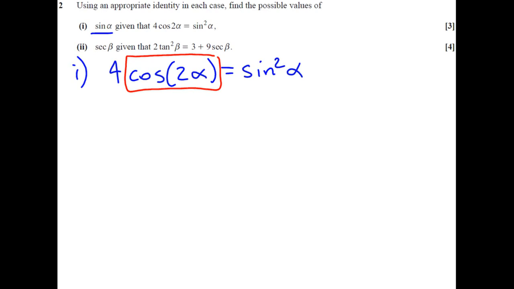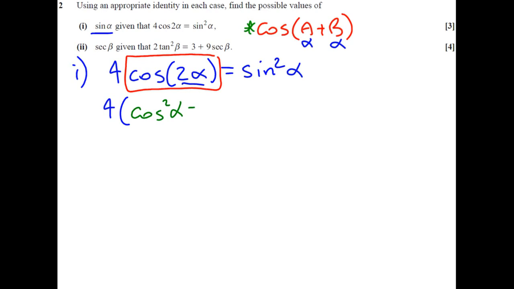Now there's nothing that says that, but there is something that says cos of (A plus B). If you think about it, if A is alpha and B is alpha, then you've got cos of 2 alpha, which we require. So you use this formula from the green book with A and B as alpha. When you do that, you get, I'll do it in green because it's coming from the green formula book, cos alpha times cos alpha, that's cos squared alpha, minus sine alpha times sine alpha, sine squared alpha. So we've just substituted in.